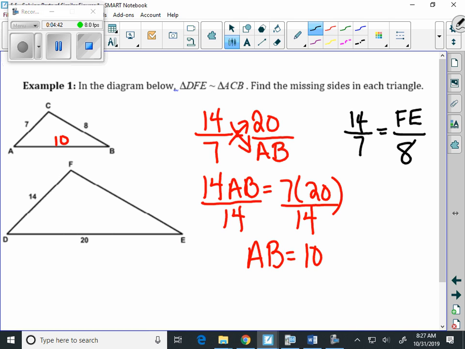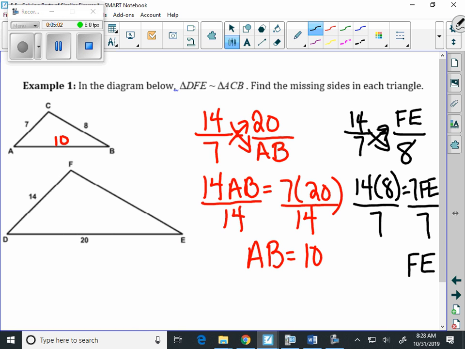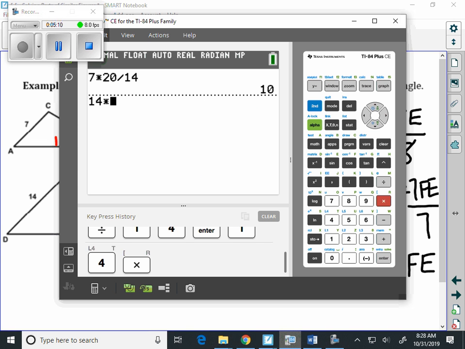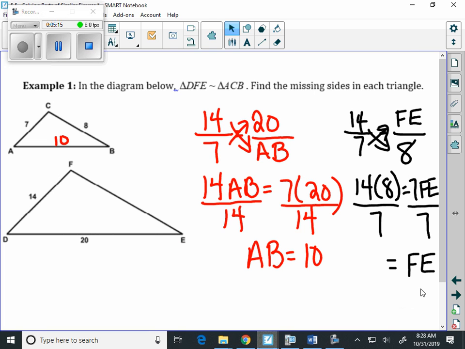And then we're going to cross multiply. 14 times 8 equals 7 FE. And divide both sides by 7. And again, we can use Desmos, we can use our calculator to figure it out. I think the answer is 16, but let's check. 14 times 8 divided by 7 is 16. And we found the missing sides.